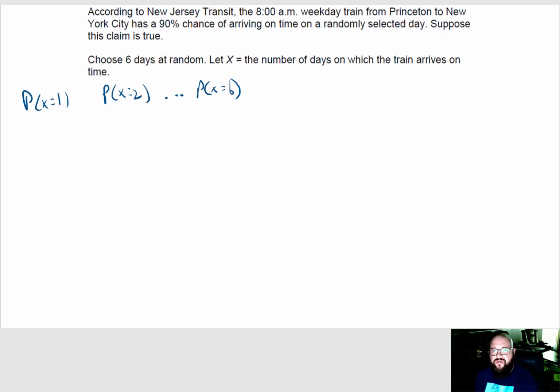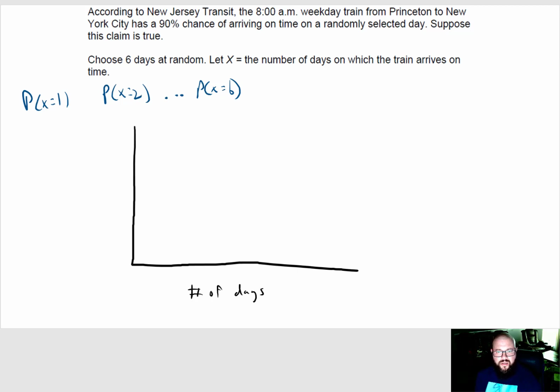So if we're going to make a histogram out of this using those values, you have to just use a calculator to calculate those values. Draw your x and y axis here. This is your x, the number of days on time, or just number of days, I should say. And then our y-axis is dealing with a probability.